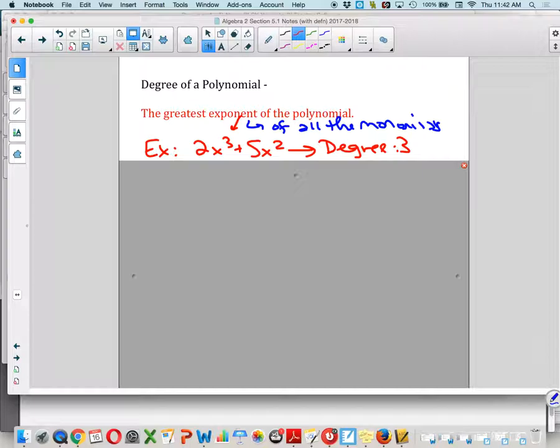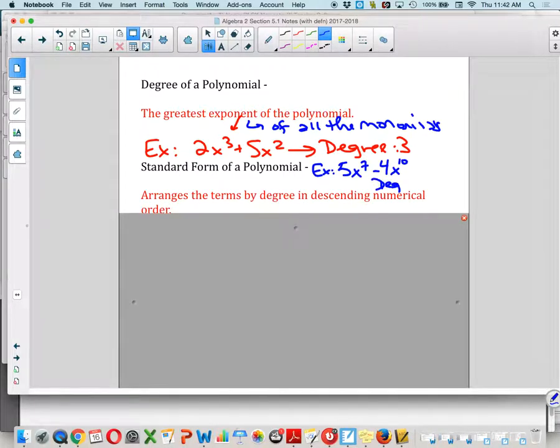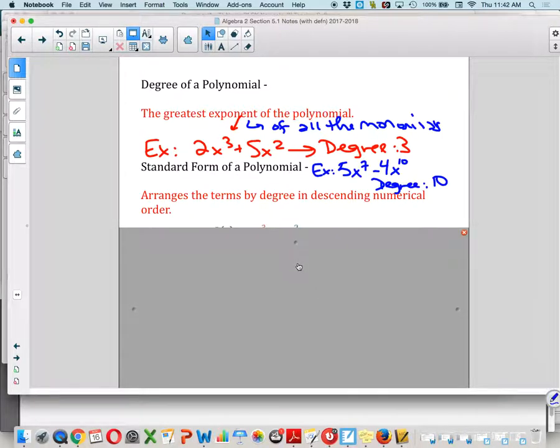If I were to have another example, say 5x to the 7th minus 4x to the 10th, the degree is 10. It is the highest power on the variable, regardless of the coefficient. Now, you see another definition there. We're going to typically put polynomials in standard form. Standard form is where we arrange the terms of the polynomial by degree in descending numerical order.